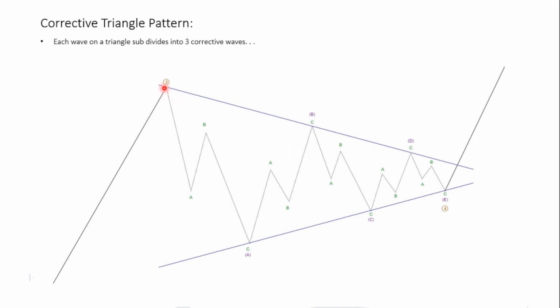What's important also to note is the structure of how it breaks down: A, B, C, A, B, C, A, B, C, A, B, C, A, B, C. So that is a perfect corrective triangle pattern, which typically shows up in a wave 4.